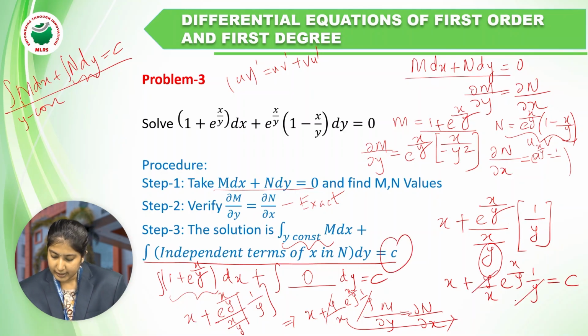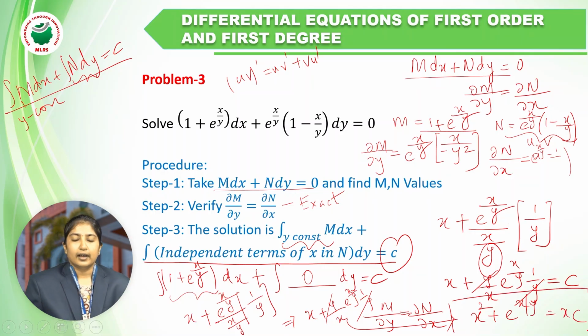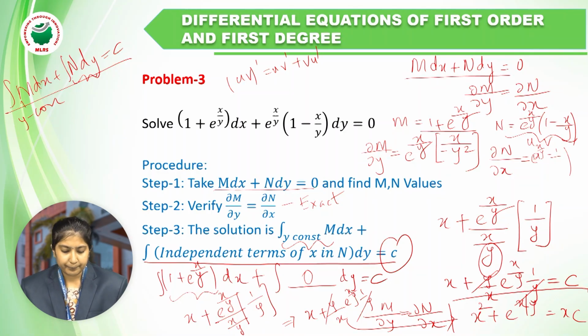So this one is getting cancelled, which means I'm getting x plus, or you can even take common and write in this way. Is this okay? Are you clear with the solution? Okay, I think we can move forward.